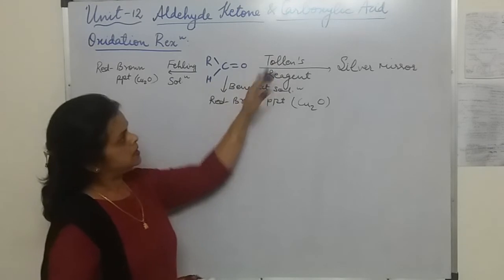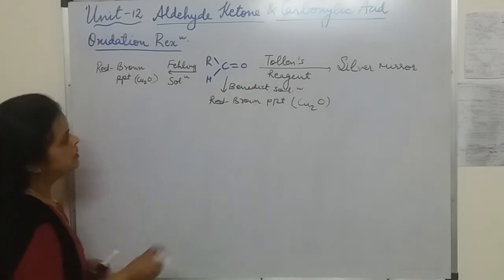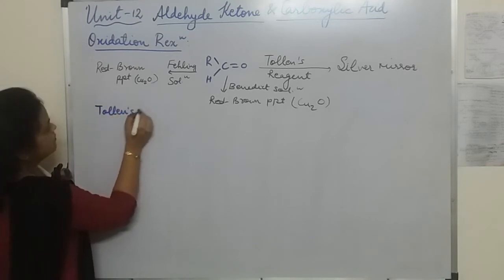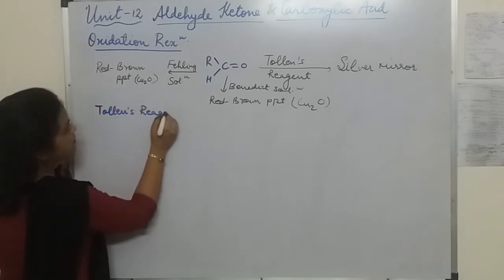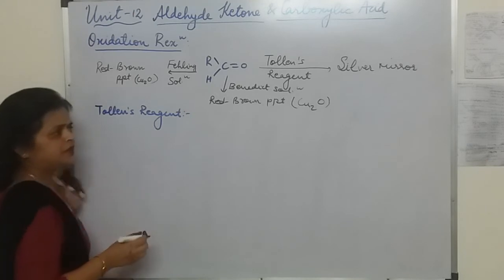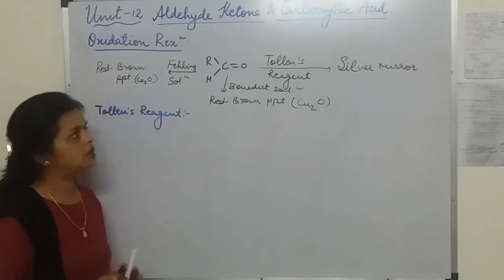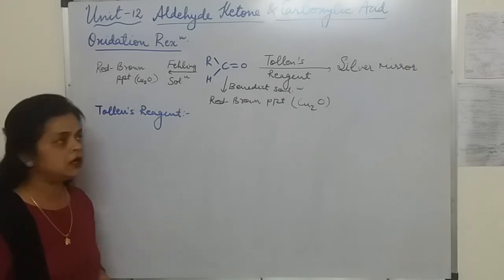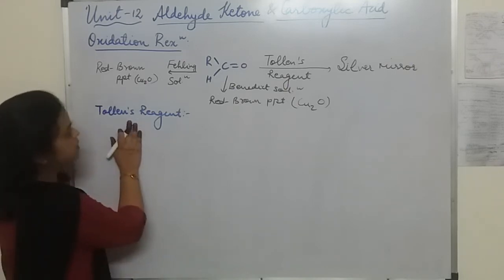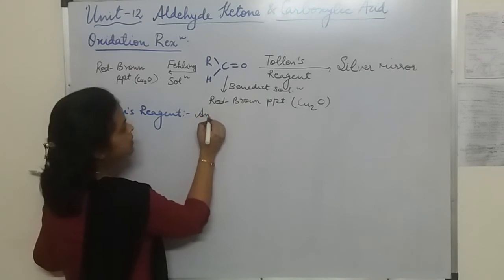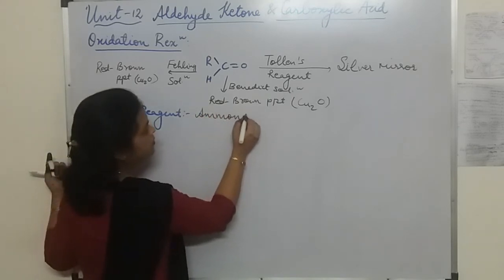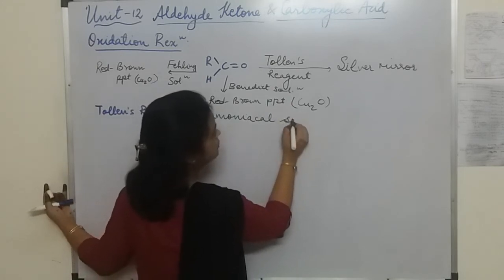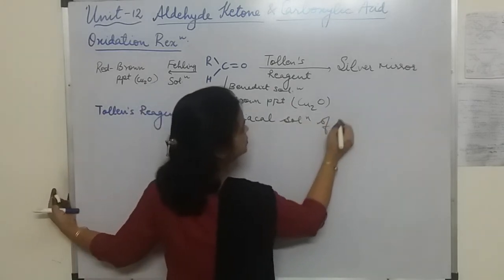Now let's take the details of Tollens reagent. First of all, we should know what Tollens reagent is. It's a very important reaction. Many times they ask to distinguish between two compounds, one having an aldehyde and one having a ketone. So Tollens reagent is ammoniacal silver nitrate, an ammoniacal solution of silver nitrate.